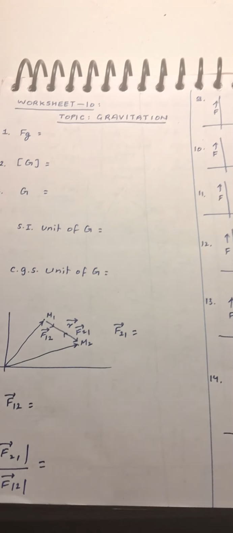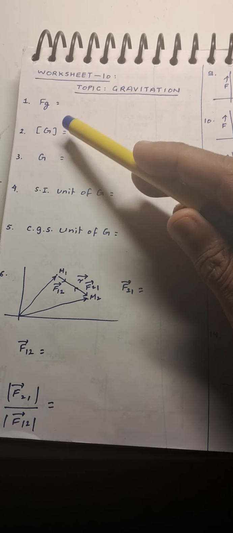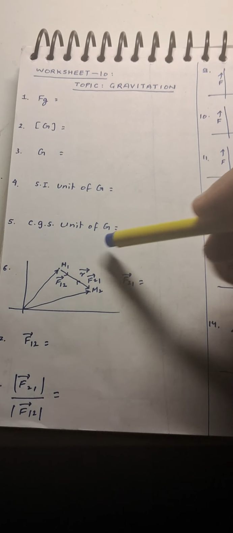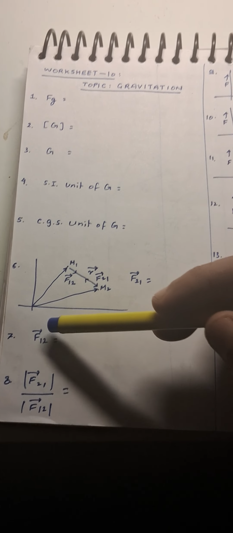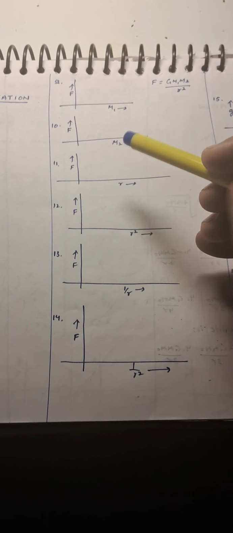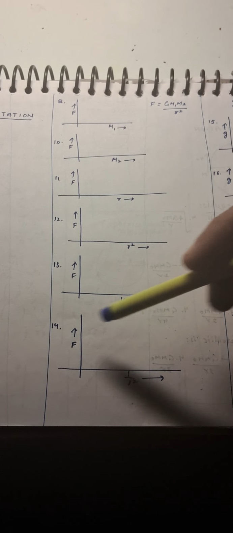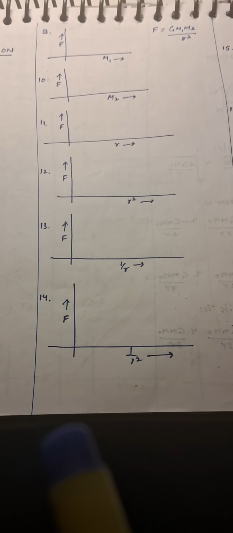Next, we have another worksheet on gravitation. The first question is gravitational force, then the dimension of capital G, then the value of capital G, then the SI unit of capital G, then the CGS unit of G. Then we need to find F21, then F12, then the magnitude ratio of the two forces, then we need to draw certain graphs. The first is F versus M1, then F versus M2, then F versus R, then F versus R square, then F versus 1 by R, then F versus 1 by R square. So we need to find graphical relations between different parameters and the magnitude of the force.